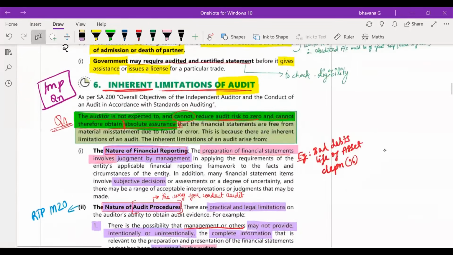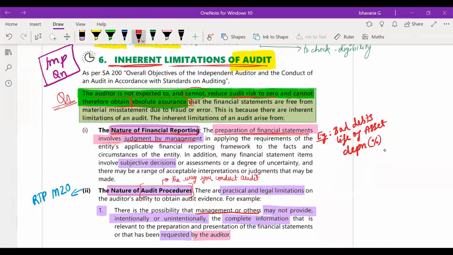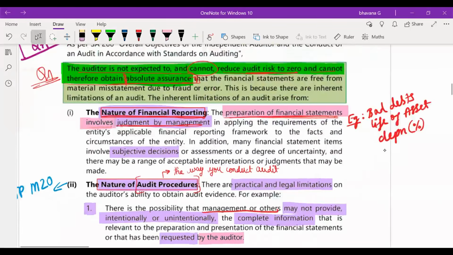Easy only. So the first topic is the nature of financial reporting. When you prepare your financial statements, there are a few things which involve the judgment of management. Now you guys can give me an example. What are the things that involve judgment of management? Already in the starting part, I told you. Give me one example, so I'll tell you. Okay, so judgments by the management.